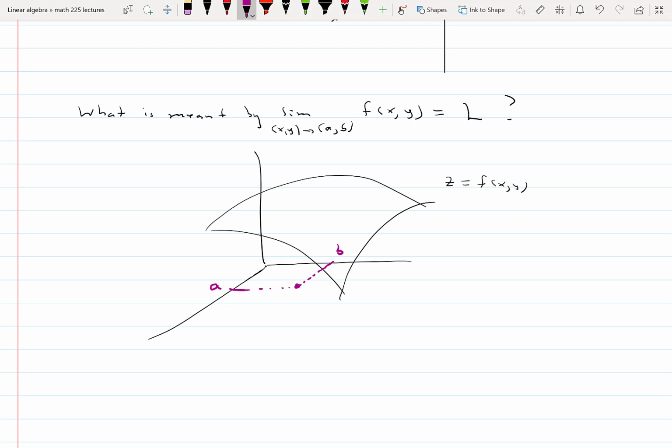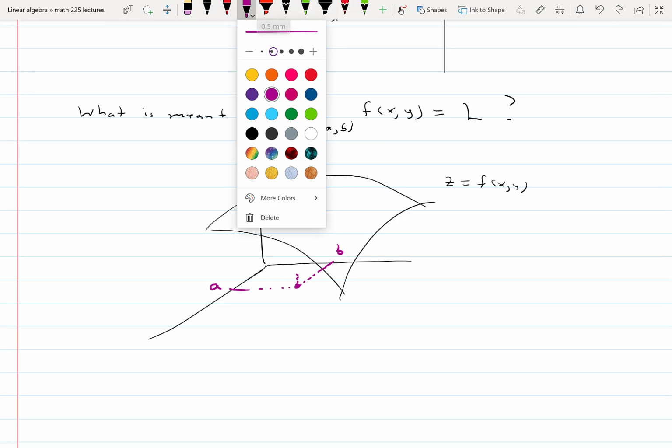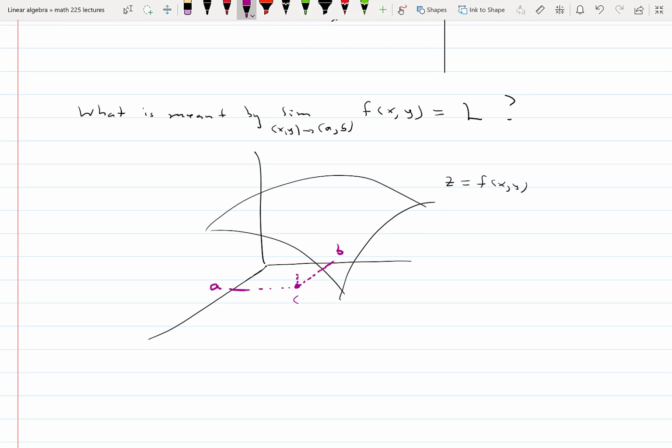Above the point AB in the XY plane, I may or may not have a function value. Above the point AB, there may or may not be a function value there. There could be a hole in the graph. The point AB doesn't have to be in the domain of the function.